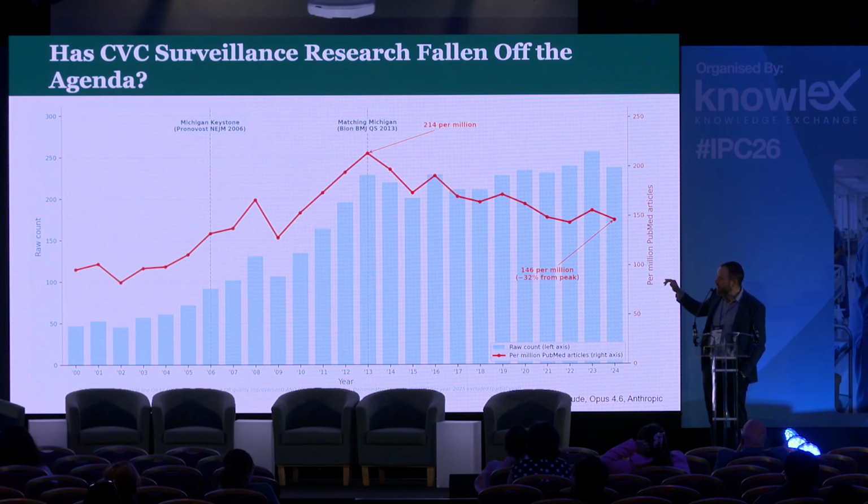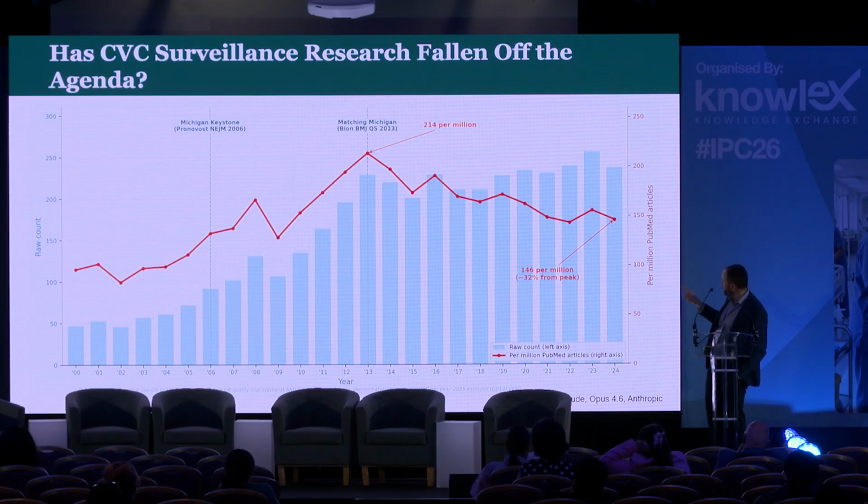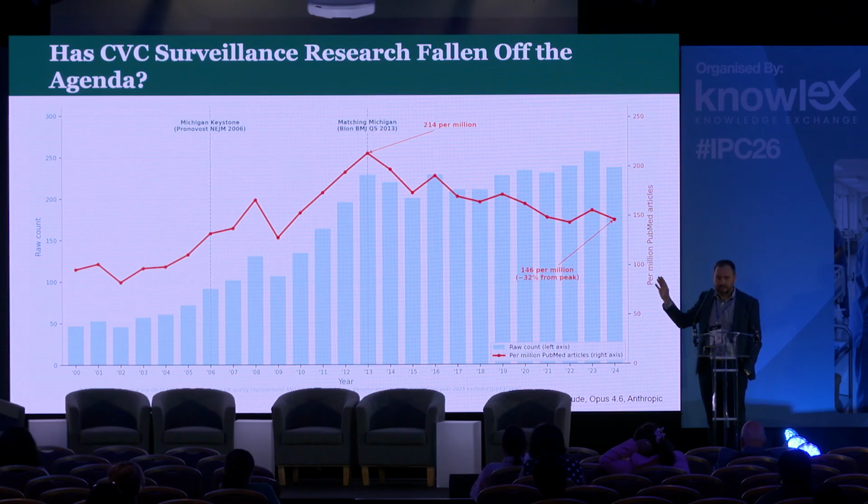Then I asked it to add another line adjusted for the number of publications on PubMed. The red line is adjusted per million publications on PubMed, and you can see that there is a peak around the time of Matching Michigan, and then it drops off.